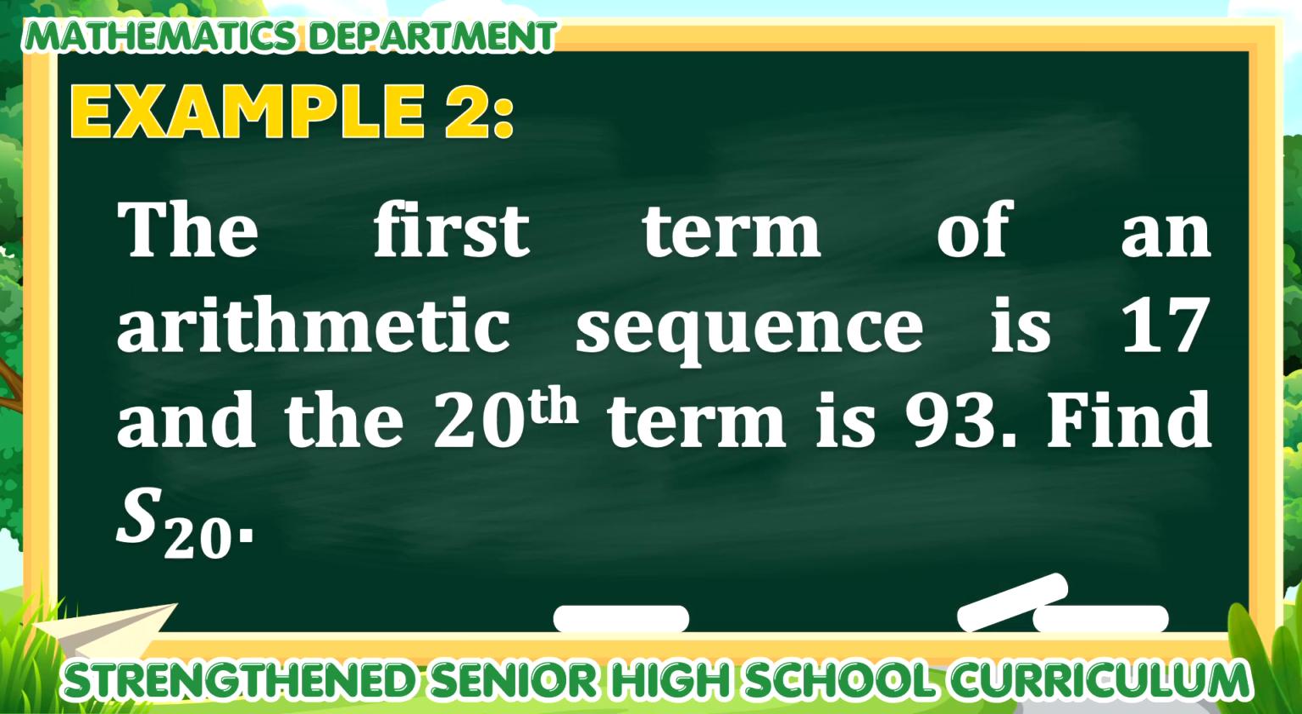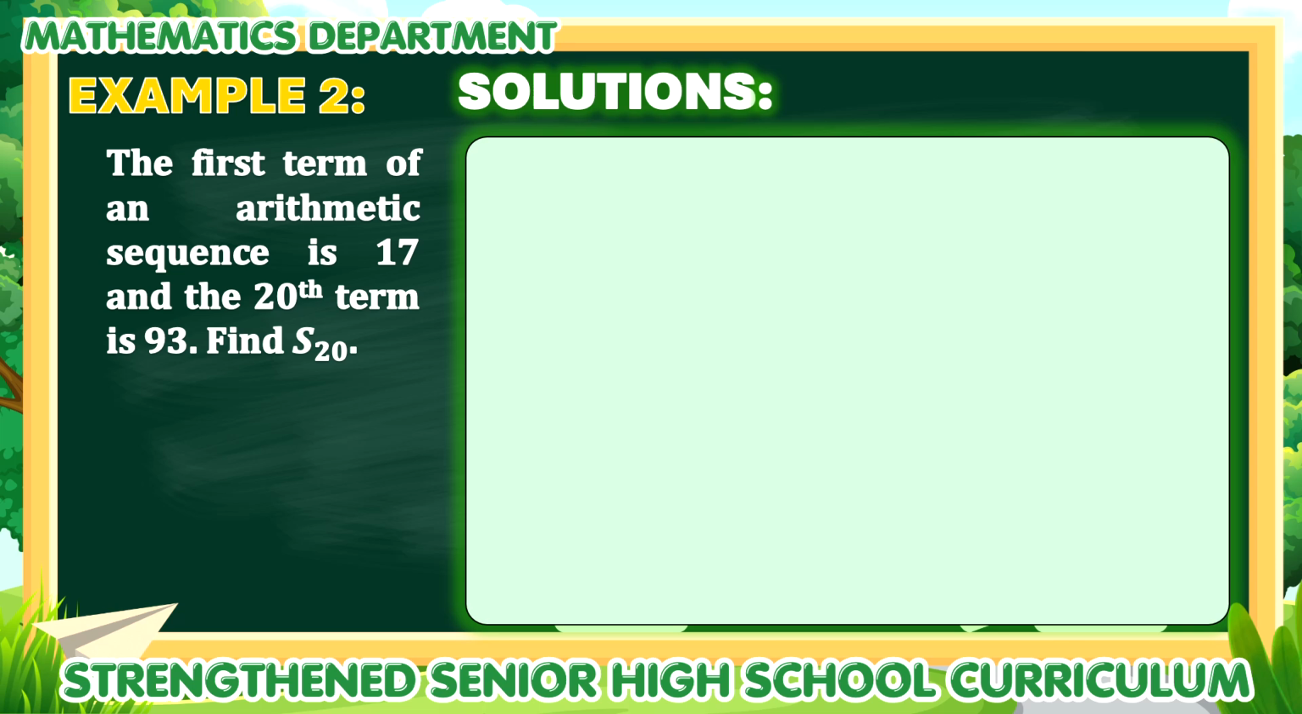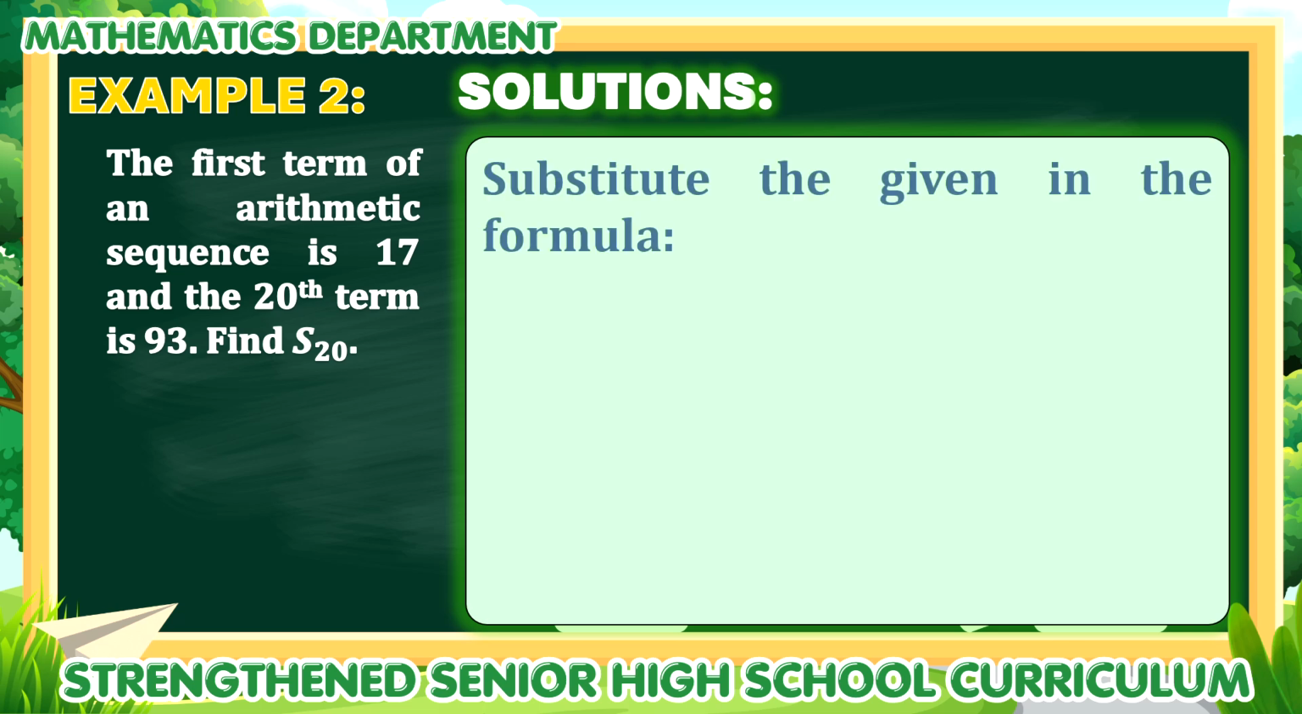For our second example, the first term of an arithmetic sequence is 17 and the 20th term is 93. Find S sub 20. Since we are asked to determine S sub 20, that means we will be getting the sum of the first 20 terms in our given sequence.